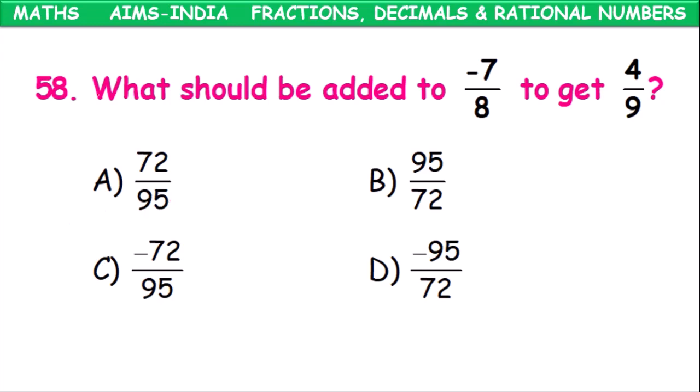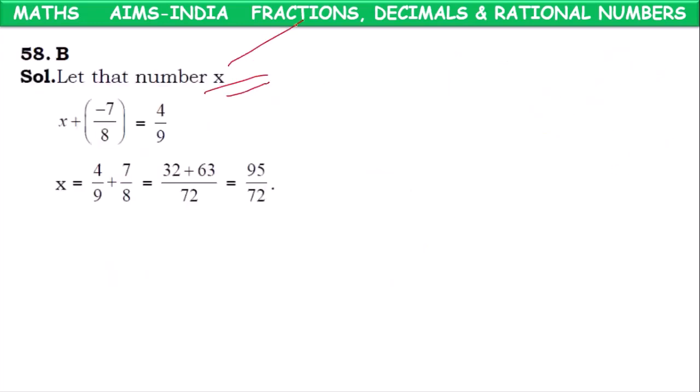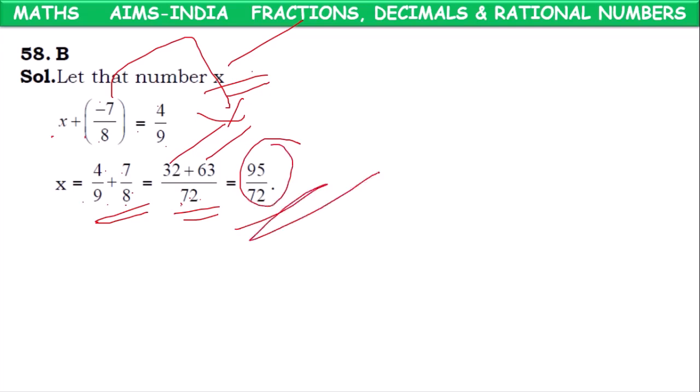Next slide. What should be added to this rational number to get this rational number? Let the number to be added be x. x plus minus 7 by 8 equals 4 by 9. This number comes to the right hand side, it will become plus 7 by 8. LCM of 9 and 8 is 72. 9 times 8 is 72, 4 times 8 is 32, 8 times 9 is 72, 7 times 9 is 63. So 95 by 72.